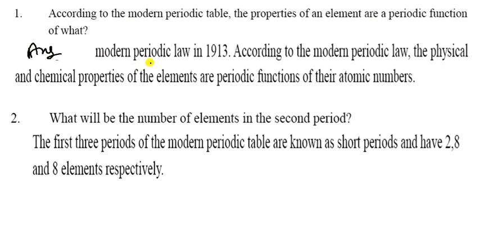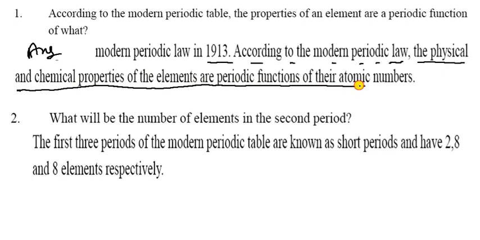So the answer will be here. Modern periodic law, 1913. According to the modern periodic law, the physical and chemical properties of the elements are a periodic function of their atomic numbers. This is the modern law. It is the atomic number, not atomic weight.